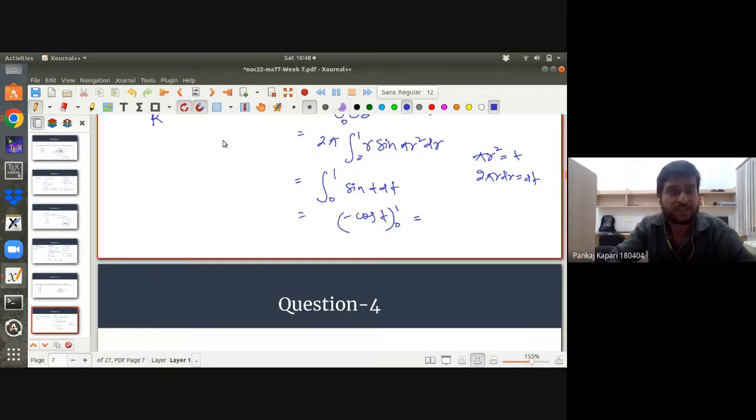Okay, so I have to change the limits of integration also. I forgot that this is not just 0 to 1. So let's find out the limits of integration. When r becomes 0, t will also become 0. If r becomes 1, then t will become pi. So limits are from 0 to pi.